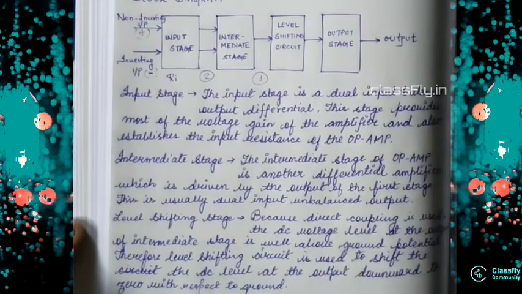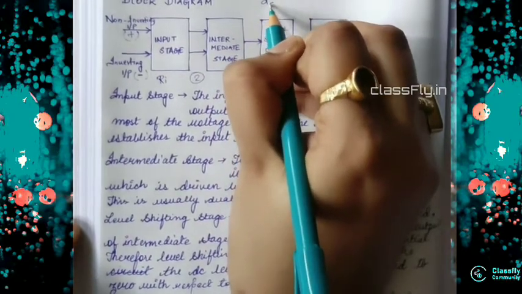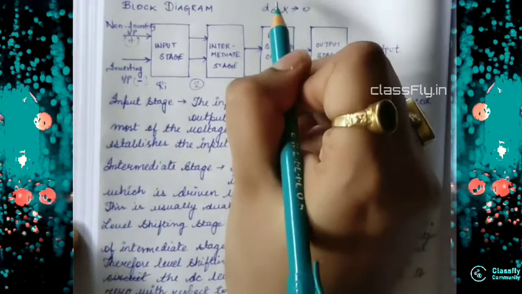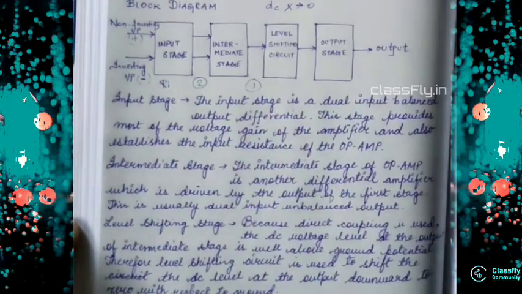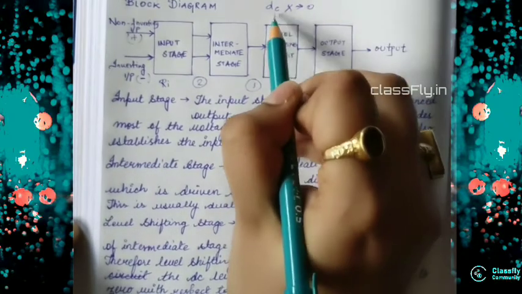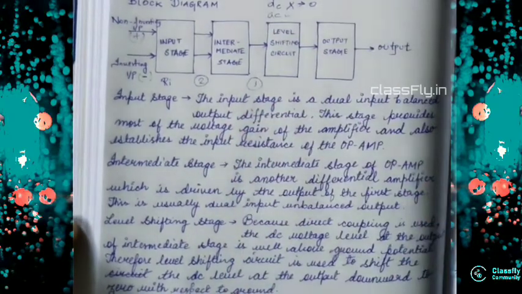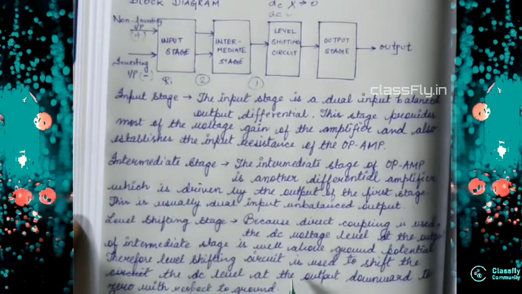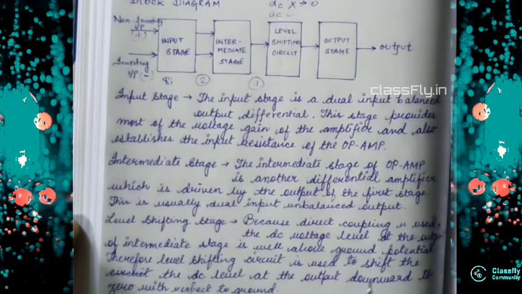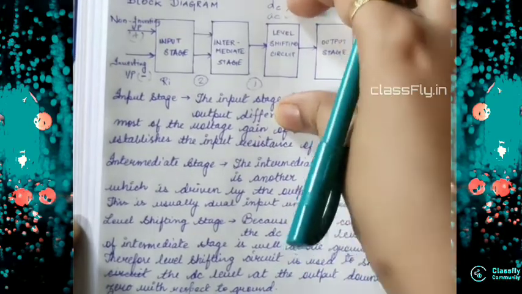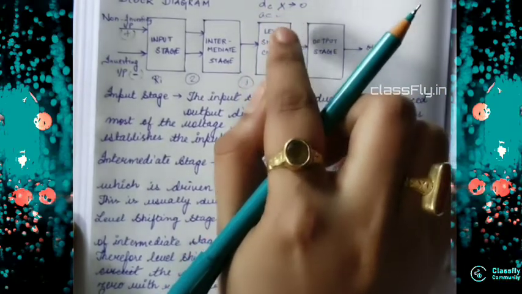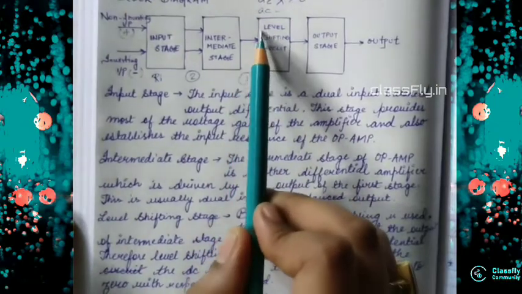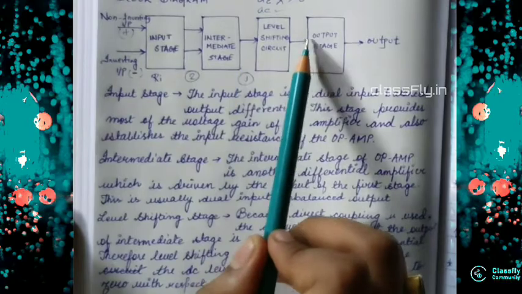Basically, this line states that it will suppress the DC voltage level to 0, that is the direct current, and it will increase the AC part. Therefore, the level shifting circuit is used to shift the DC level at the output downward to 0. In this, it will shift the level of the DC to 0 and allow AC to flow. It has one input and one output.